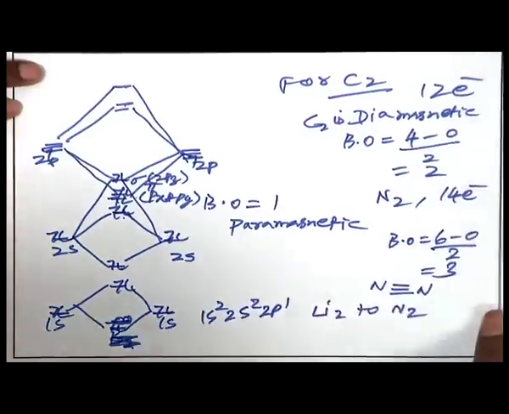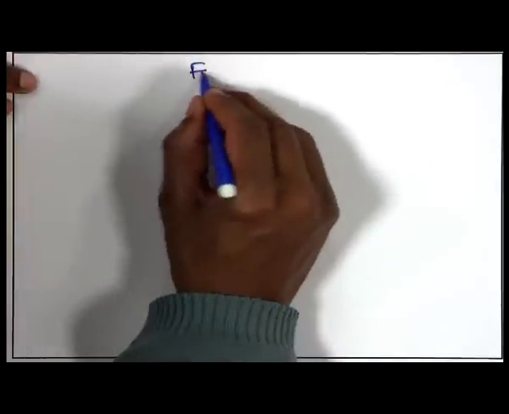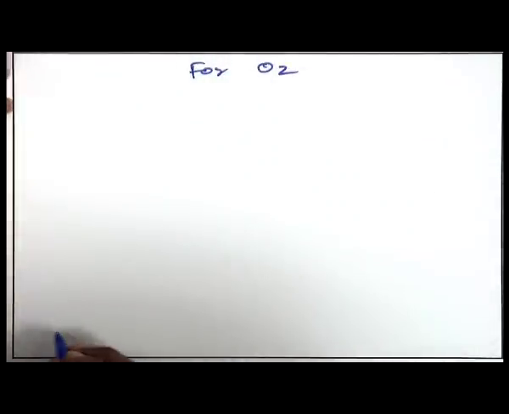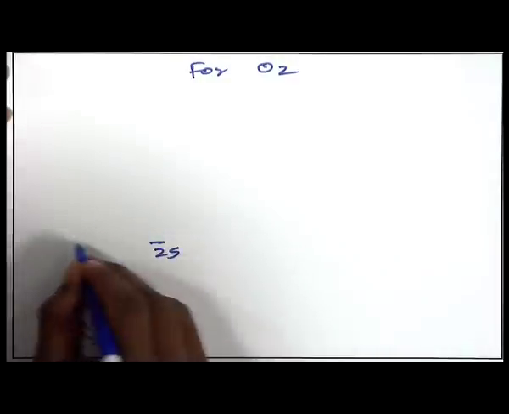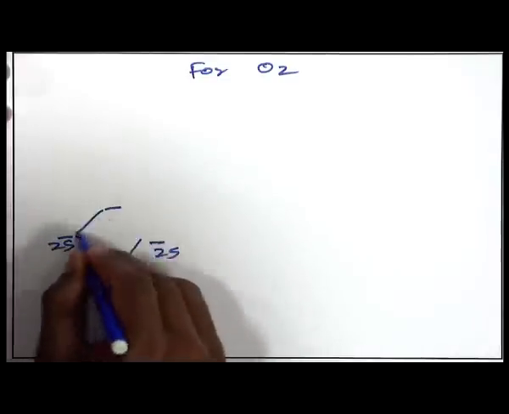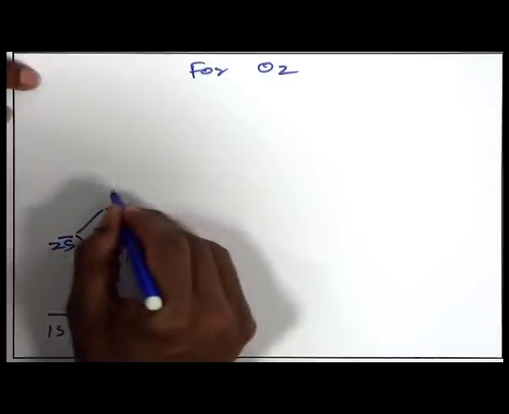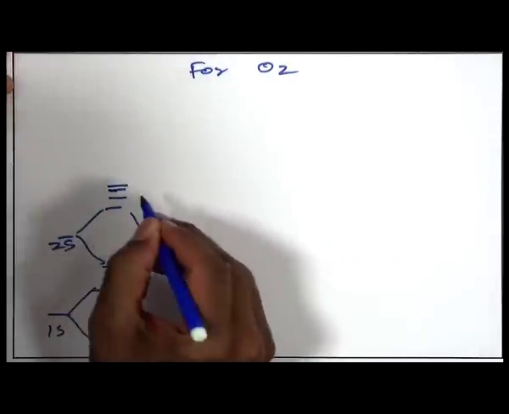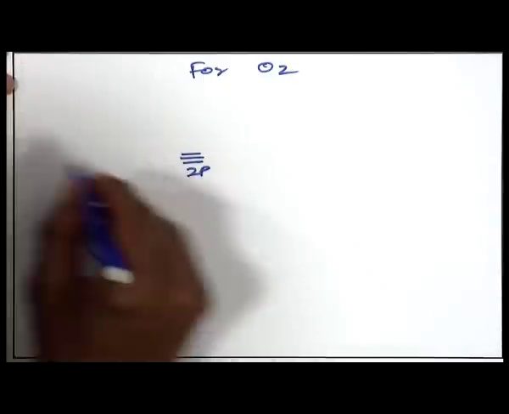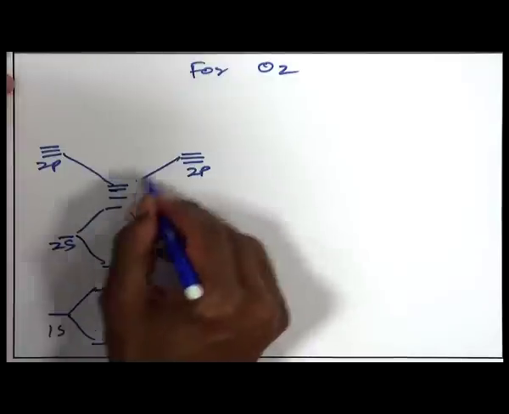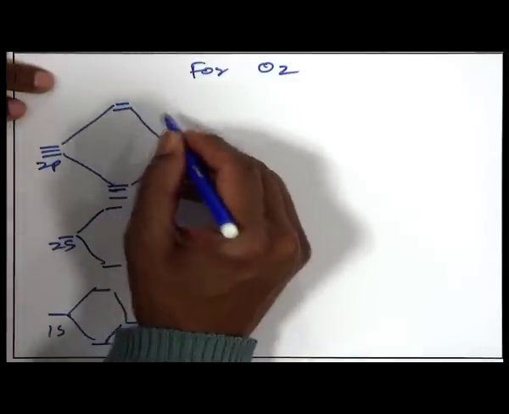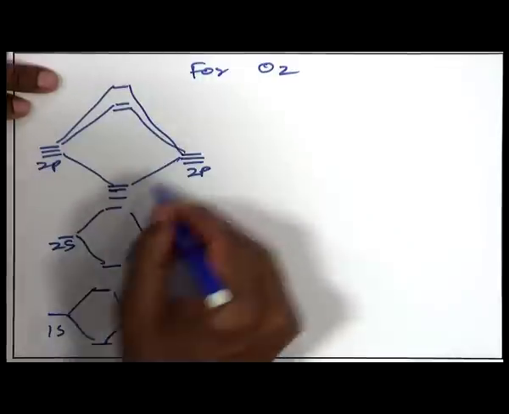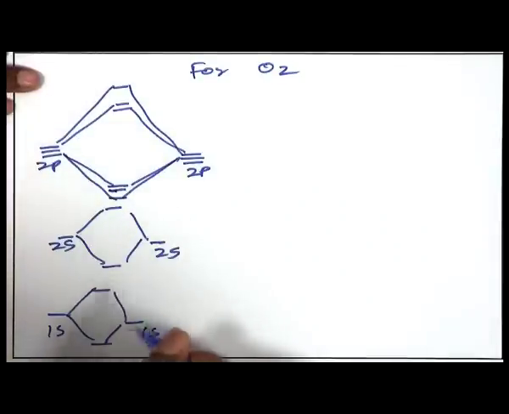Now, let us see the energy level diagram for O2. As usual, you can start with the 1s orbitals; they interact and 2 energy levels are formed. Then the 2s orbitals interact and energy levels are formed. Then you have a sigma orbital, then a pi orbital. So you have the 2p orbitals, and a pi bond is formed as well as a pi star orbital, and then this is a sigma star orbital. So this is formed in this way, and you can construct the molecule.